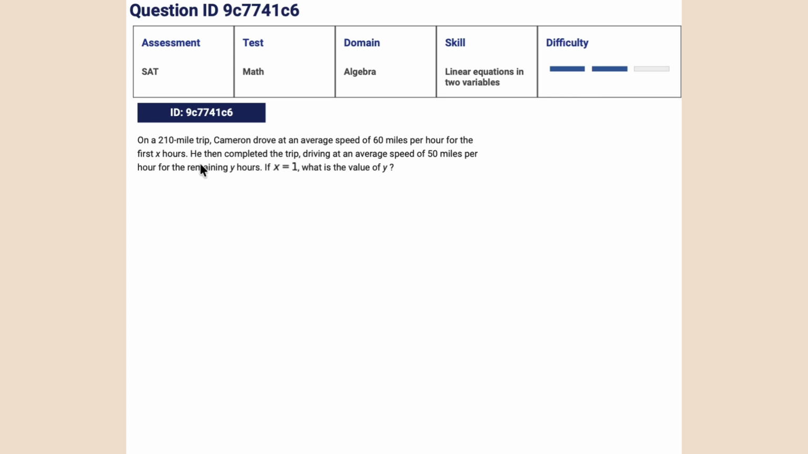On a 200-mile trip, Cameron drove at an average speed of 60 miles per hour for the first X hours. He then completed the trip driving at an average speed of 50 miles per hour for the remaining Y hours. If X equals 1, what is the value of Y?